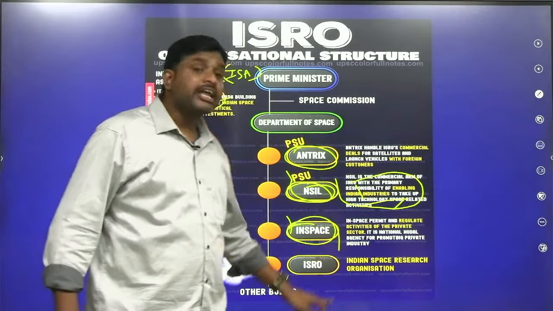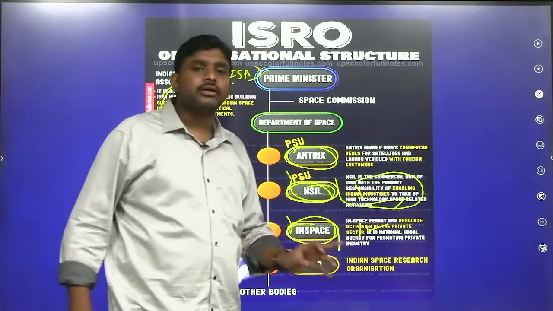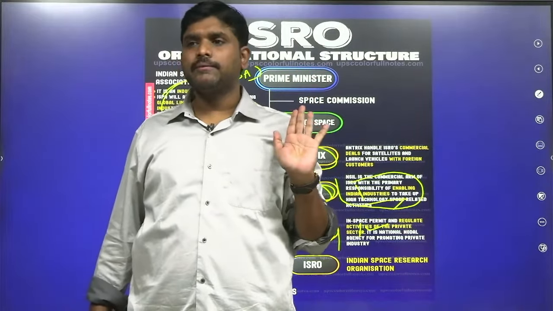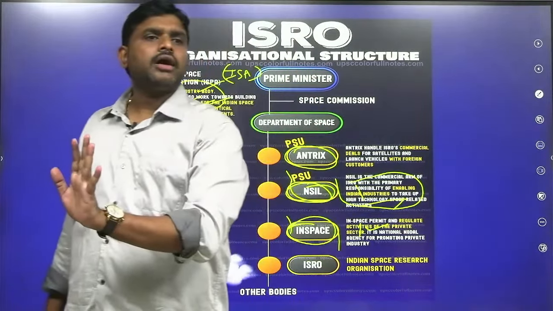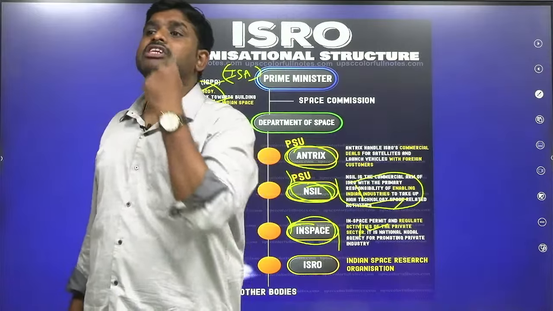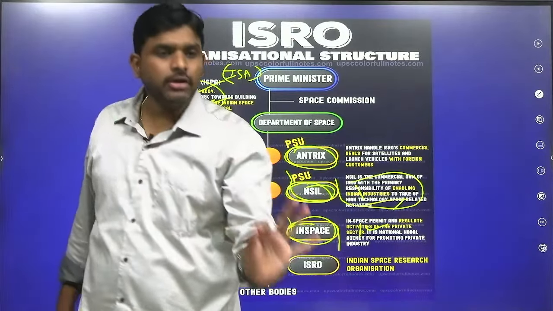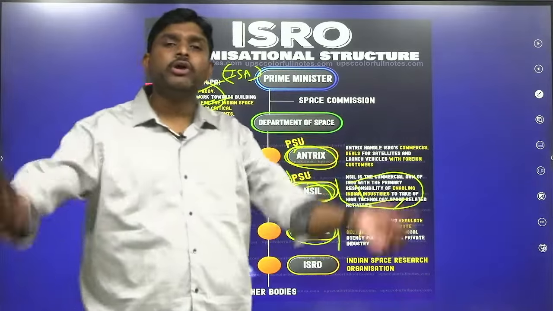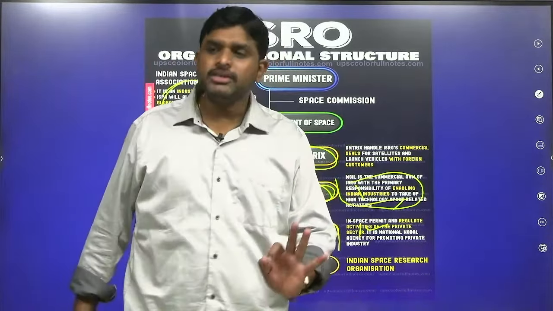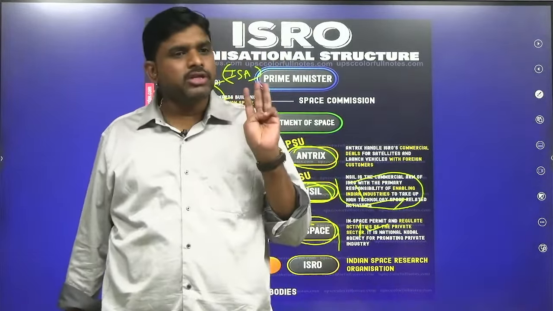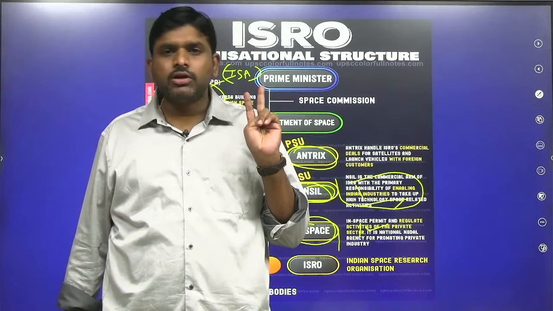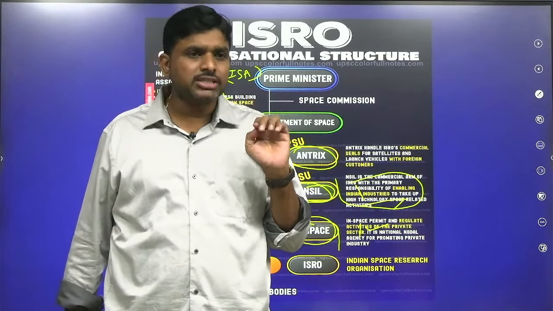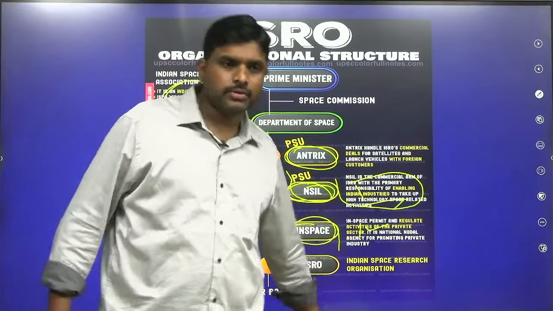IN-SPACe handles regulatory activities of the private sector. With which company should I make the agreement? Once NSIL makes the deal, IN-SPACe will come and check whether that company is authentic or not. It is called IN-SPACe. And who will be executing it? ISRO. The executive body is ISRO. So we have four arms: the first is ISA, second is Antrix, third is NSIL, fourth is IN-SPACe. The executive wing is ISRO.